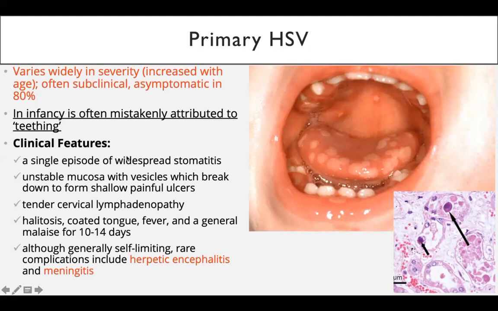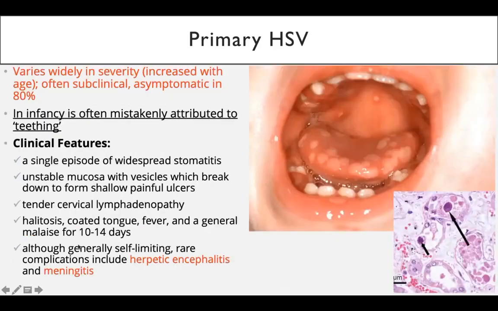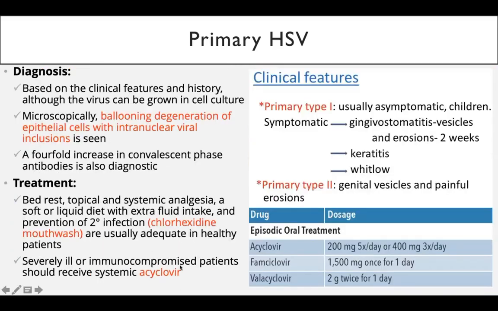And then although generally self-limiting up to 10 to 14 days, rare complications include herpetic encephalitis and meningitis. That's why we would like to give acyclovir in severely ill or immunocompromised patients, because if they get primary HSV and then the complications are there, it's difficult to save life. It would be fatal, the mortality will increase. That's why we can give acyclovir in severely ill or immunocompromised patients.